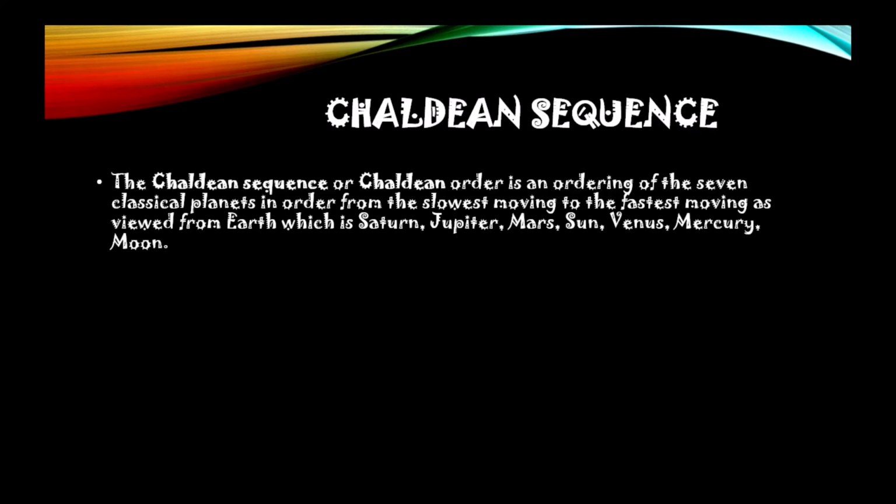Chaldean sequence. The Chaldean sequence or Chaldean order is an ordering of the 7 classical planets from the slowest moving to the fastest moving as viewed from the Earth, which is Saturn, Jupiter, Mars, Sun, Venus, Mercury, and the Moon. All of these planets can be seen with the naked eye from Earth. The planetary hours are based on this sequence.